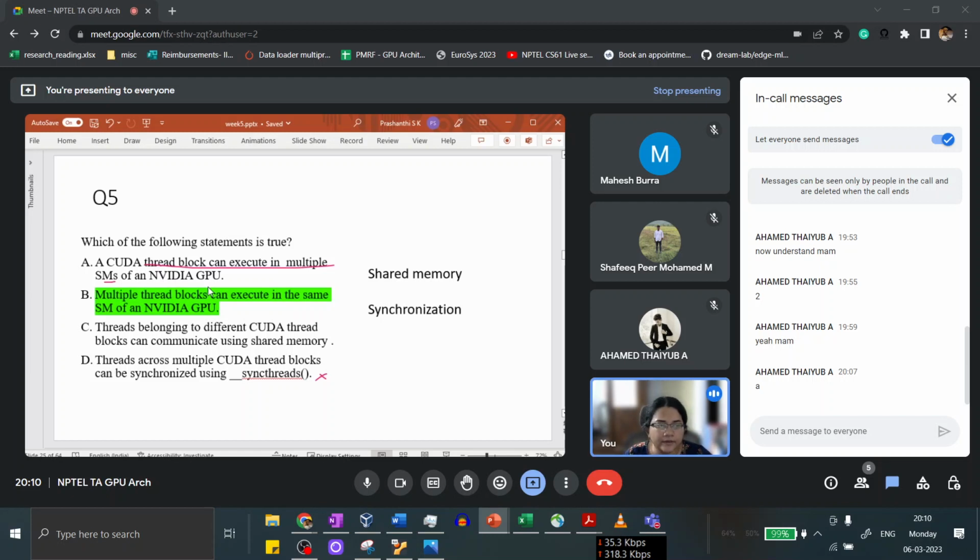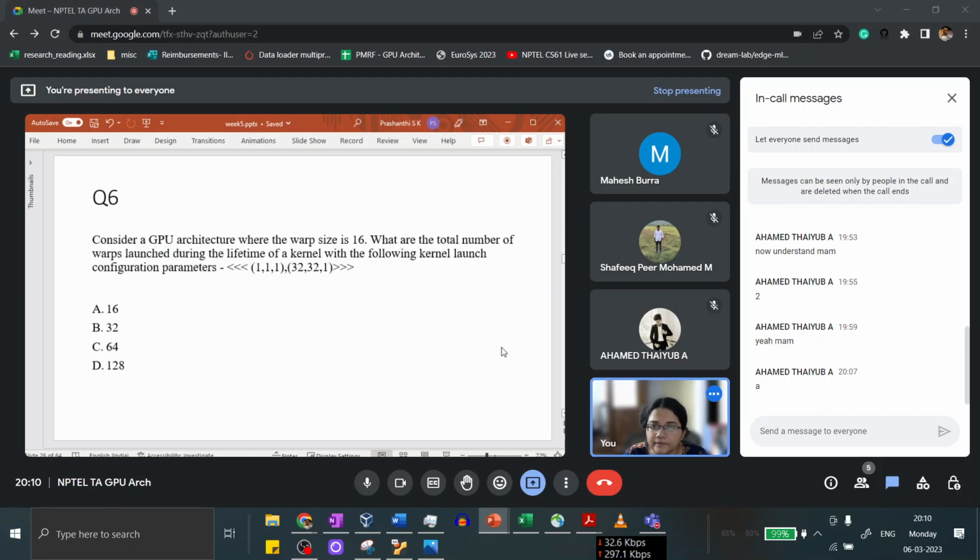Okay, if not, I think we'll keep moving because we have a good number of questions left. But stop me any point when you have doubts. Consider a GPU architecture where the warp size is 16. What are the total number of warps launched during the lifetime of a kernel with the following launch parameters: 1, 1, 1, 32, 32, 1. Think about this. I'll again give you 2 minutes.